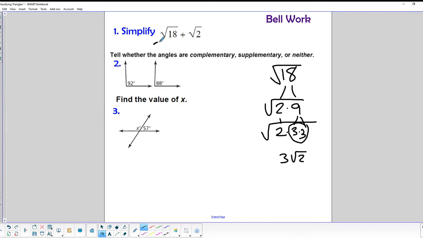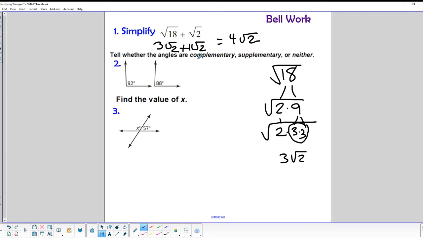So that really gives me 3 times the square root of 2 plus the square root of 2. And since there's no number in front, we know that just means it's a 1. So 3 plus 1 is 4 times the square root of 2. All right, nice work, not too bad.